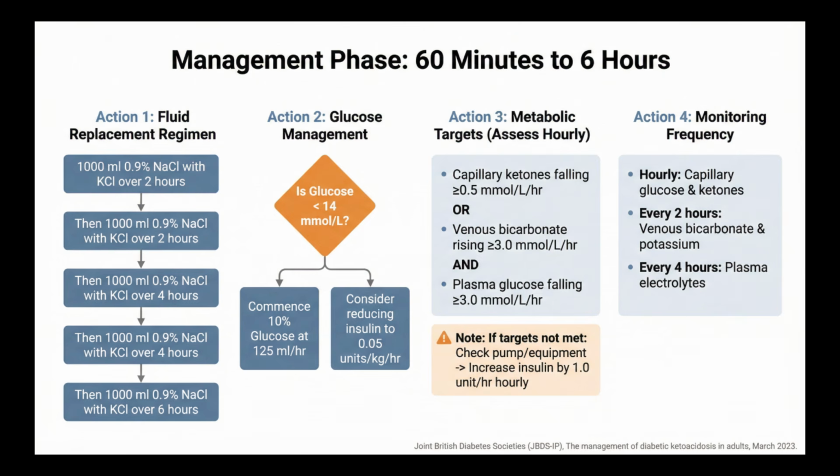Action 4. Monitoring frequency. Monitoring must be strict and regular. Every hour check capillary glucose and ketones. Every 2 hours check venous bicarbonate and potassium. Every 4 hours check plasma electrolytes. This prevents missed treatment failure and electrolyte complications.